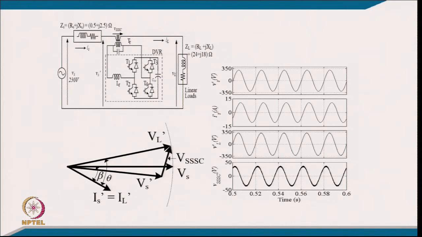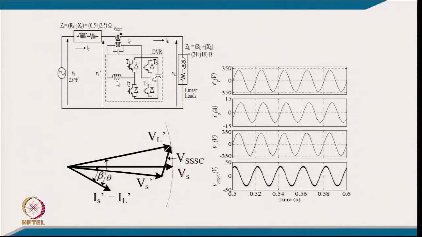So, typically we have a source impedance, and we are injecting the voltage in series with the line, so that the load voltage is the same as the voltage on the supply side. You can clearly see here, at the point of common coupling, if series compensation is not there, the voltage will reduce a little compared to the source voltage because of the drop. But we have to bring this load voltage back equal to the source voltage. So, we have to inject the voltage in quadrature, so that it needs only reactive power.